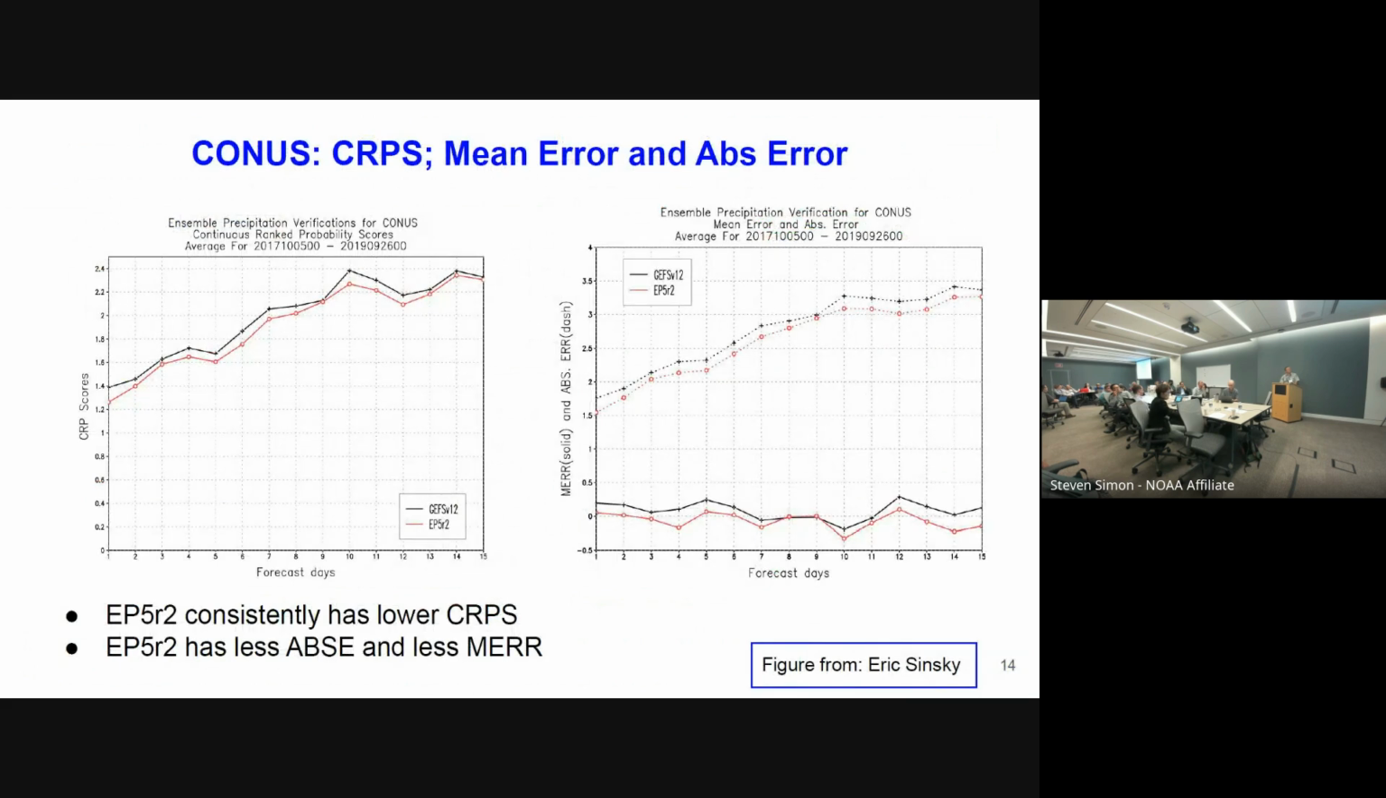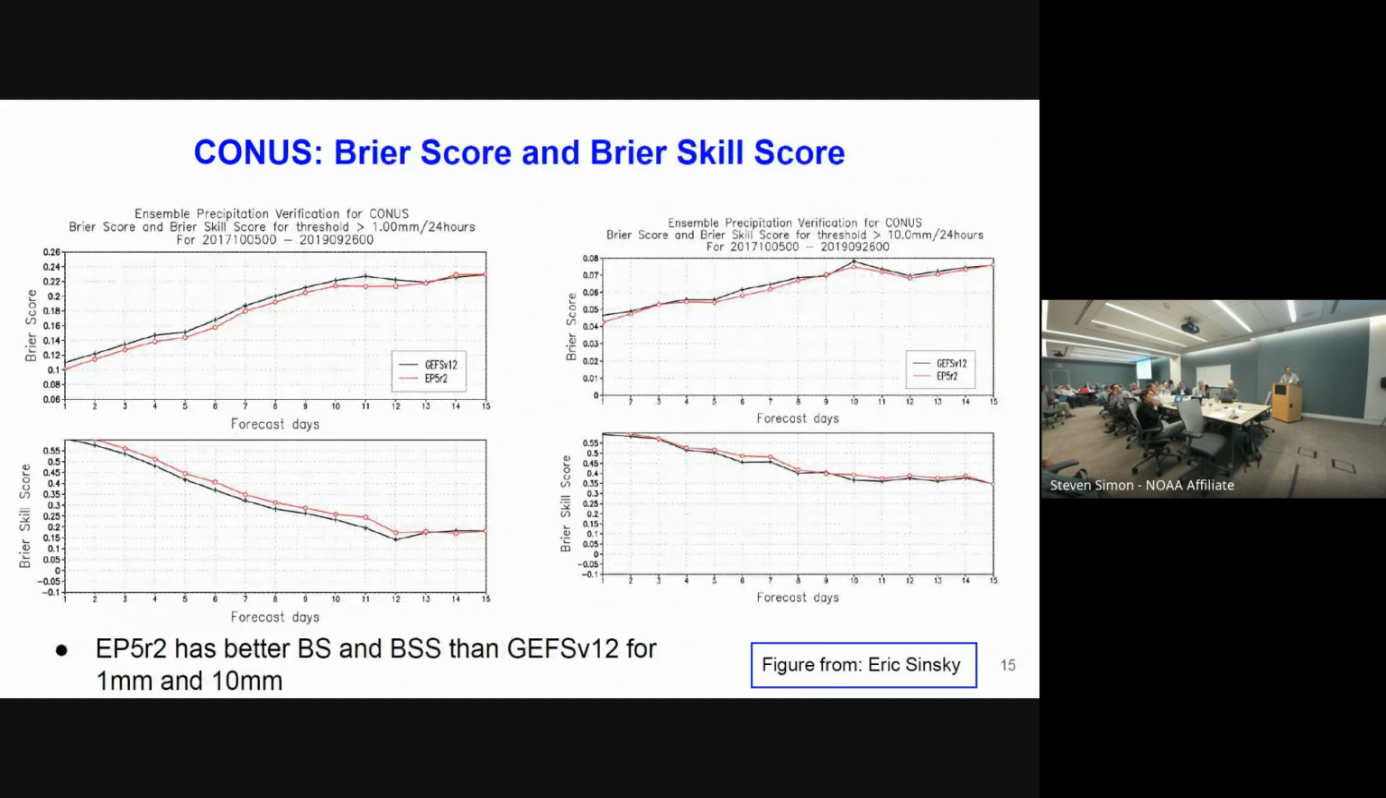You can quickly see this slide shows the CONUS precipitation evaluation. On the left is CRPS. On the right is the mean error and absolute error. The EP5R2 consistently has a lower CRPS compared with GEFSv12, and also has less error than GEFSv12.